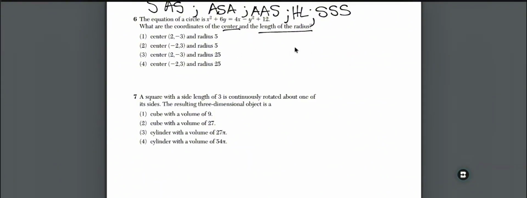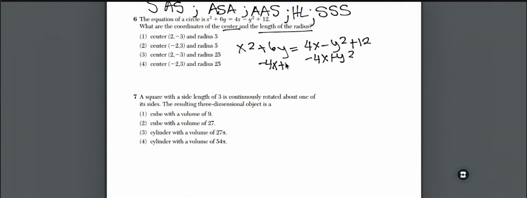Okay, let's just write that again. x squared plus 6y equals 4x minus y squared plus 12. So I'm going to rewrite this in order to be able to use my formula, the equation of a circle. So I'm going to subtract 4x and add y squared on both sides. Please leave the 12 on the other side. Keep your constants on one side.